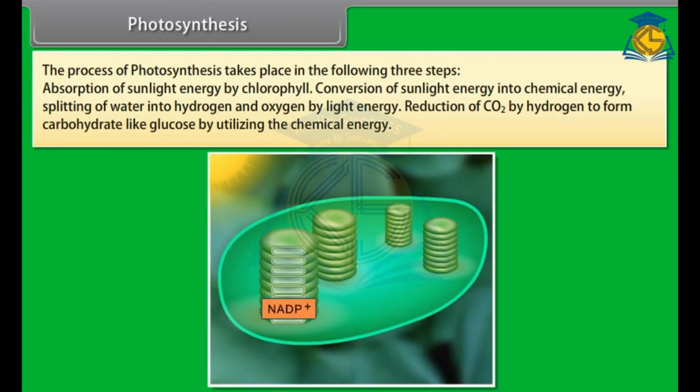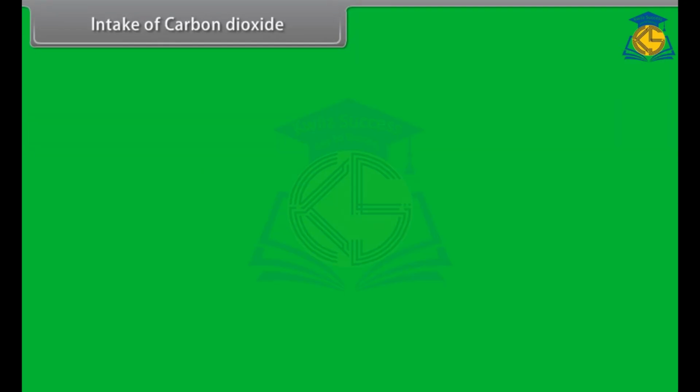The process of photosynthesis takes place in the following three steps: absorption of sunlight energy by chlorophyll, conversion of sunlight energy into chemical energy; splitting of water into hydrogen and oxygen by light energy; reduction of CO2 by hydrogen to form carbohydrate like glucose by utilizing the chemical energy. Intake of carbon dioxide.